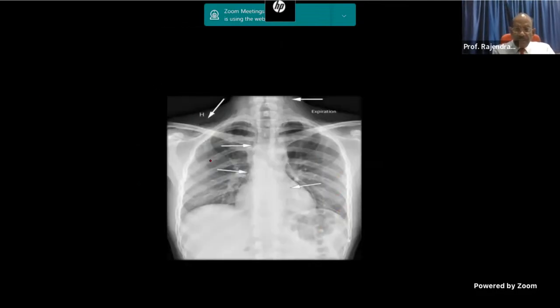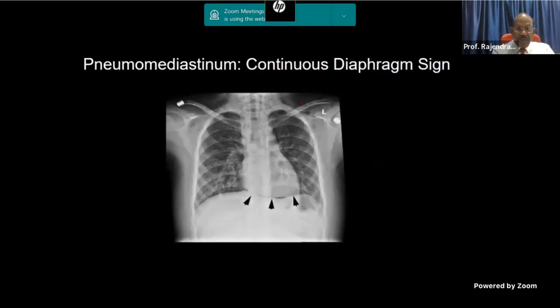Another thing is what we call mediastinal emphysema, air in the mediastinum. Many signs have been demonstrated, and it may occur. When you find air in the mediastinum, you may also find air in the subcutaneous plane. That is how it is. You see the continuous diaphragm sign: because of the air, both diaphragms are very clearly visible.